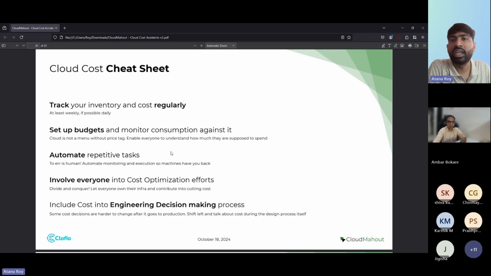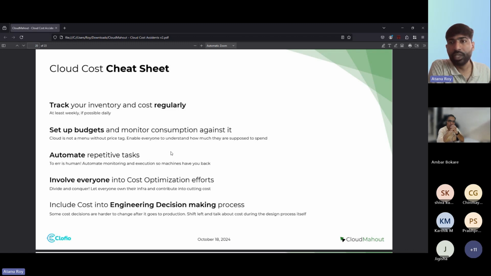And the last but not the least thing: as I mentioned, a lot of cloud cost decisions are much more costly to change when you go to production, right? So whenever you are designing your infrastructure, whenever you are building your cloud architecture, always bring cost in as a factor. Whenever you are introducing a new service, whenever you are choosing your infrastructure configuration, always bring a cost perspective to it. Do a rough calculation or projection of how much this is going to cost.